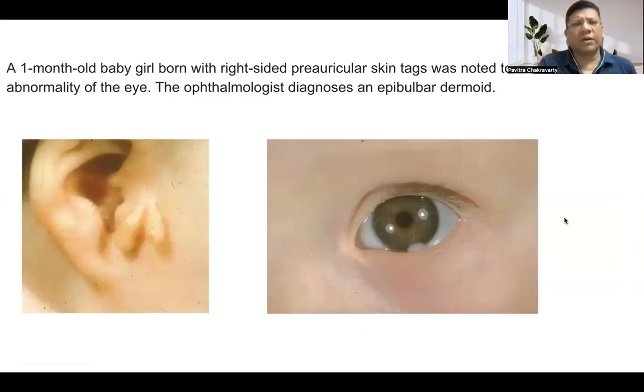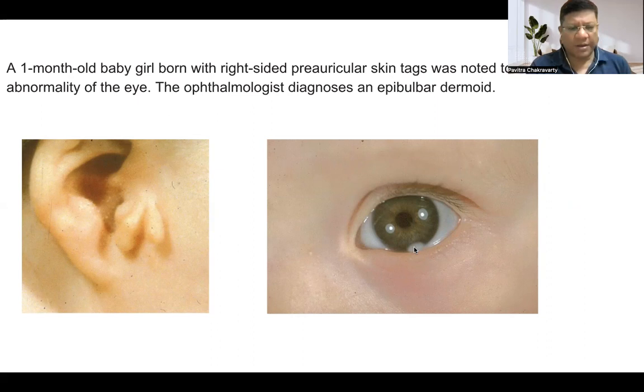So next question, very quickly, without wasting much time. A 1-month-old baby girl is born with right-sided periauricular skin tags and is noted to have an abnormality of the eye. The ophthalmologist diagnoses this as an epibulbar dermoid. So the question to you basically is, small baby with a periauricular skin tag, and it says very clearly this is epibulbar dermoid. So either you know what it is or you don't know.